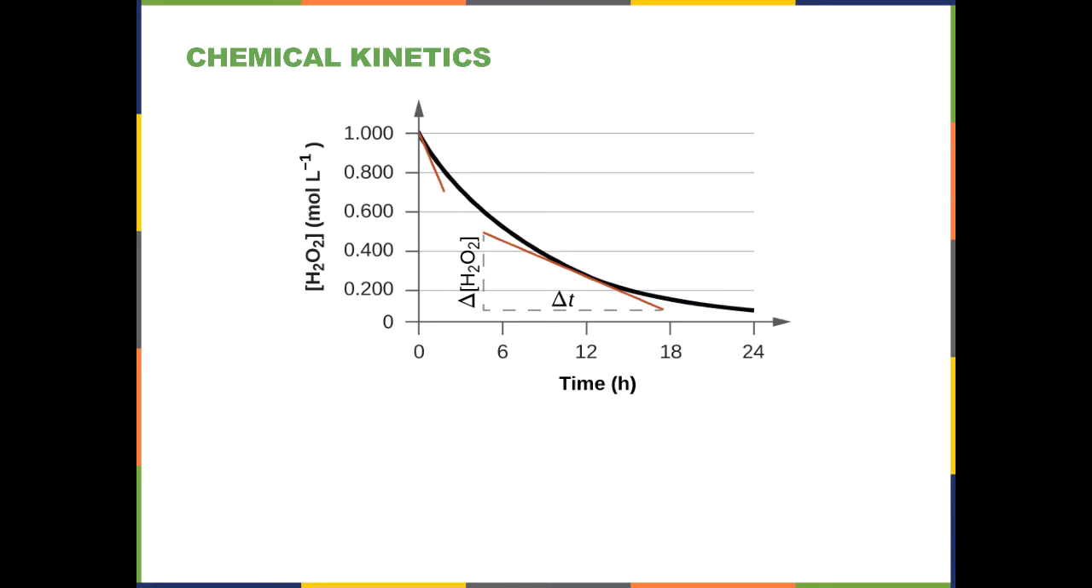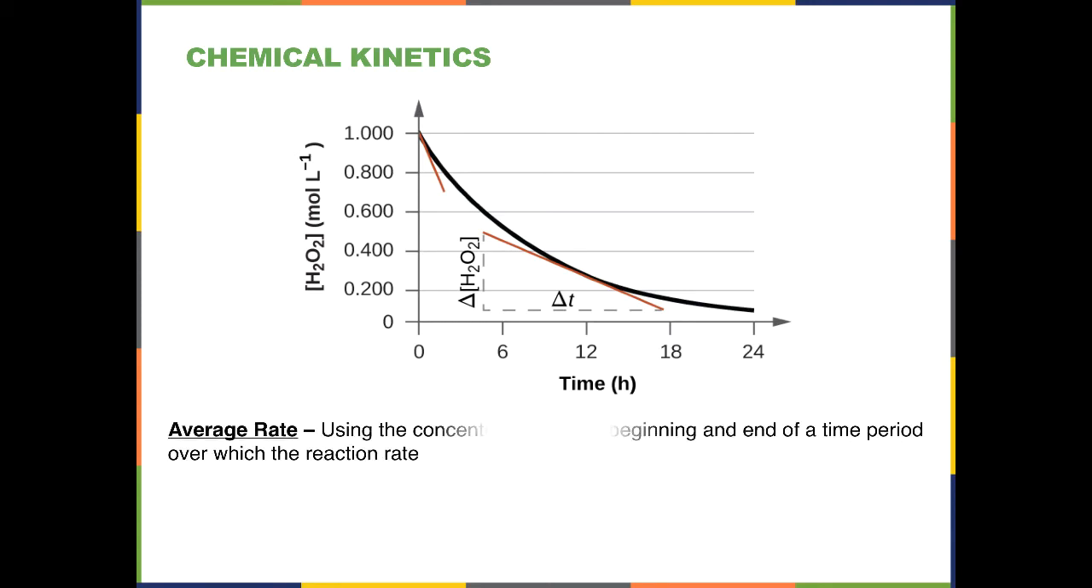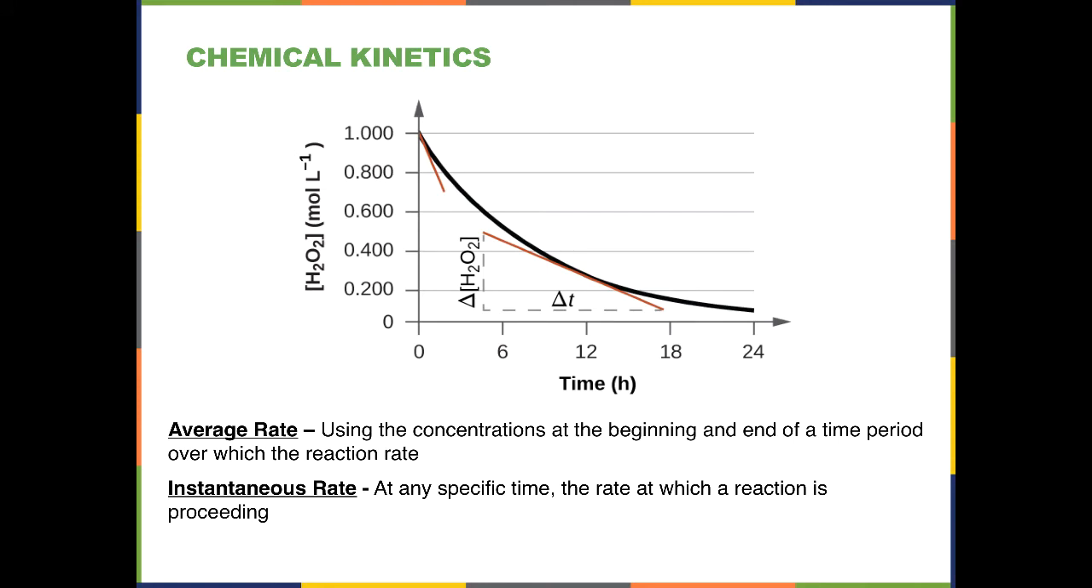Now, from this, you can derive 2 different measures. One measure is the average rate. And the average rate uses the concentration at time 0 and the concentration at, say, in this case, time 24, which is when we've ended, or the period. And using those 2 concentrations, you make a calculation over that 24-hour period. Or you can find what's called the instantaneous rate.